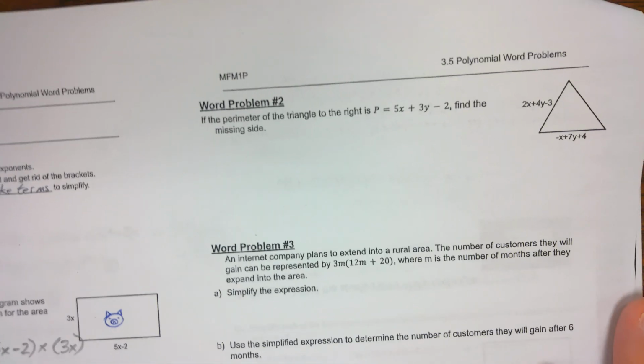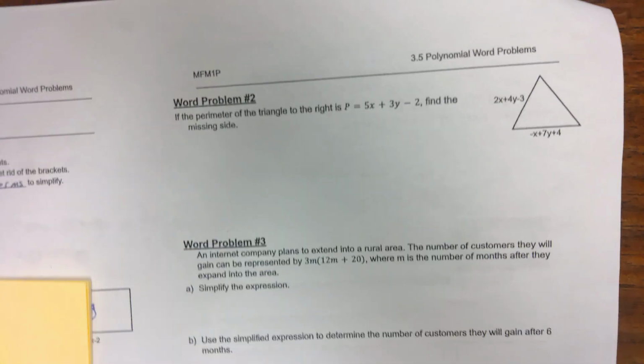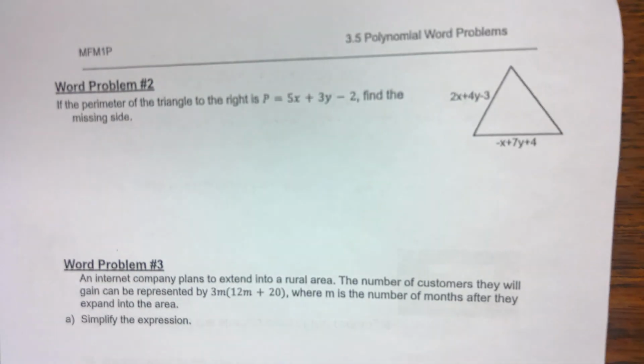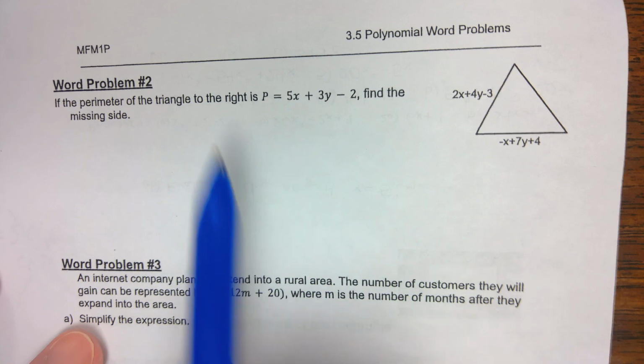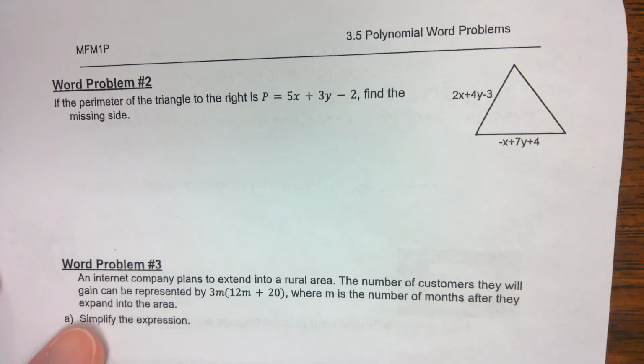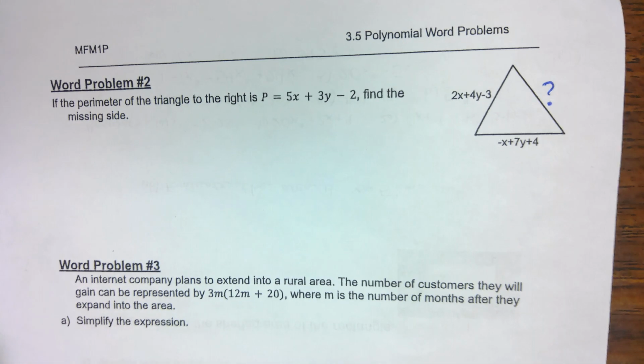so word problem 2. Oh, how creative. Instead of a rectangle, we're using a triangle. Ooh. Okay, so the perimeter of this triangle is this. Find the missing side. So I'm looking for this side. So what do I do?